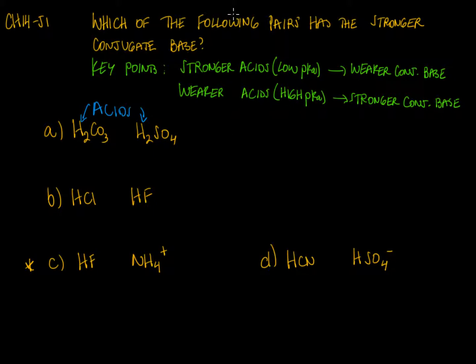Well, there's kind of a shortcut or a trend that you need to be aware of, and that's listed here under the key points. If you have a stronger acid, it's going to make a weak conjugate base. If you have a weaker acid, it's going to form a stronger conjugate base. So it's inverse, okay? H2CO3 is carbonic acid. This, of course, is in our sodas. It's a weak acid, okay? And H2SO4 is a strong acid.